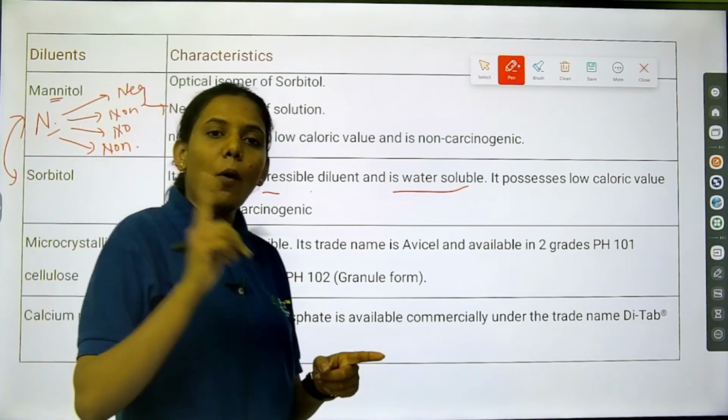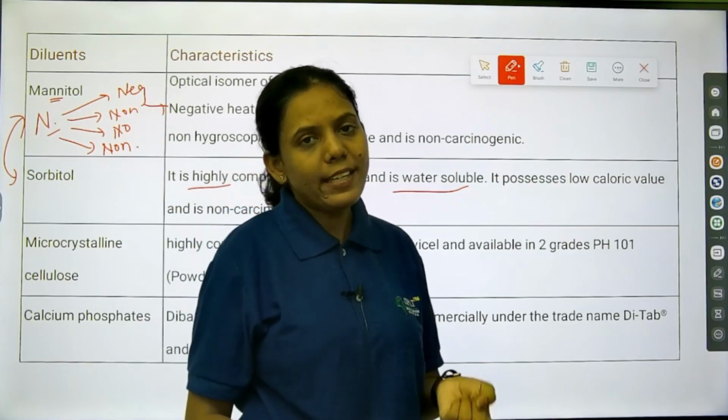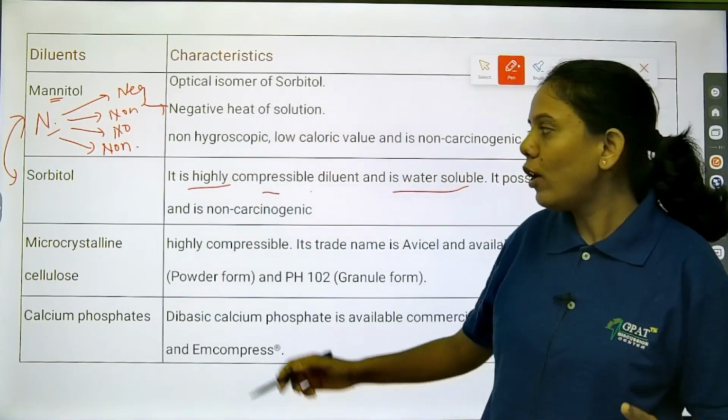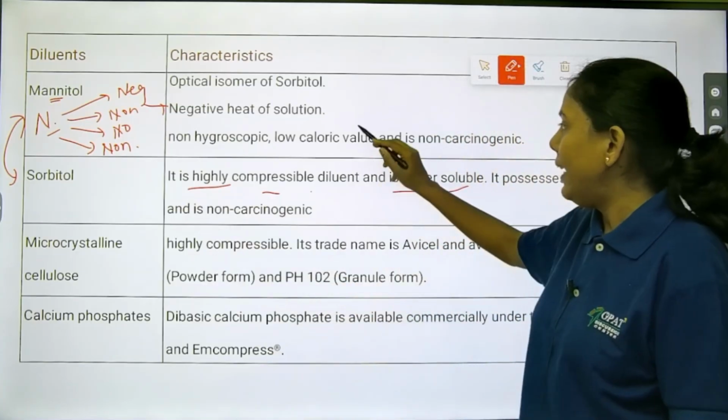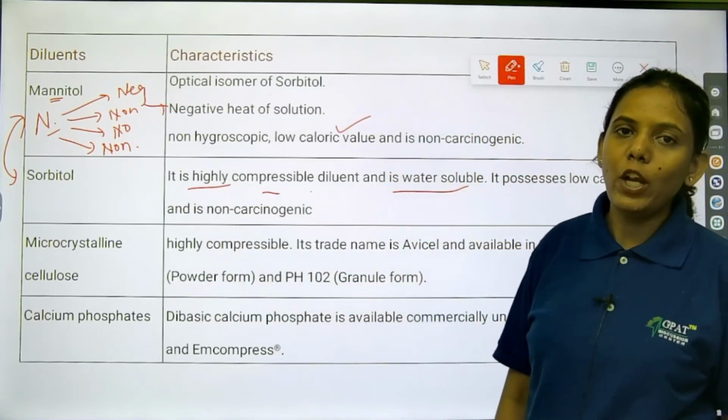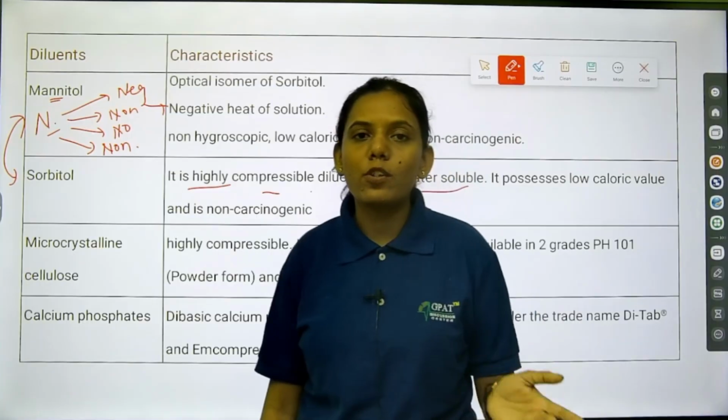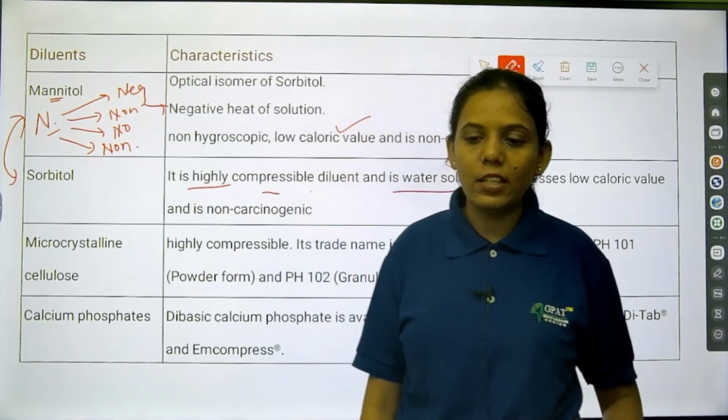Since it is the optical isomer of mannitol, it is easy to remember, because mannitol is also non-carcinogenic and sorbitol is also non-carcinogenic. This one has low calorie, and this one also has low calorie. Because they are optical isomers of each other, the properties are easy to remember.